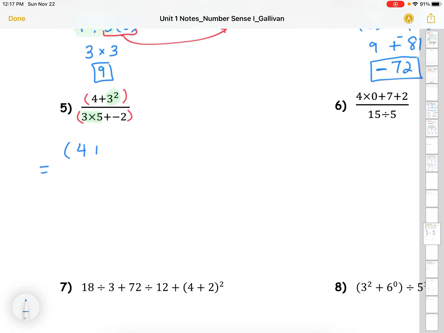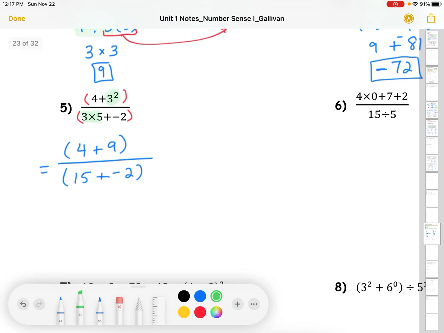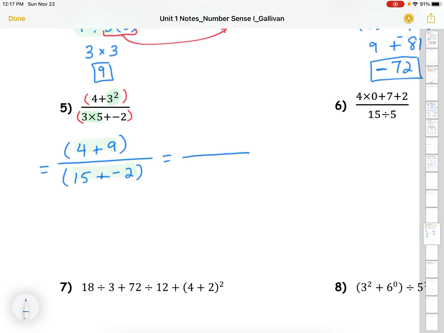So on the top, if I do that exponent, I'll get 4 plus 9. And on the bottom, 3 times 5 is 15. And it's plus a negative 2. Now I can do these additions on the top and the bottom. So I can simplify those. So when I do them, 4 plus 9 is 13. And 15 plus negative 2 is 13. 13 divided by 13, because that's what a fraction is, or if I'm reducing it to lowest terms, is equal to 1. Okay, you wouldn't think to look at that original question that it was equal to 1, but it is.